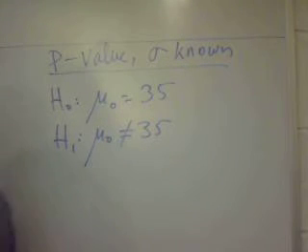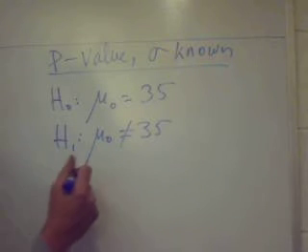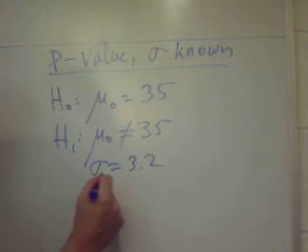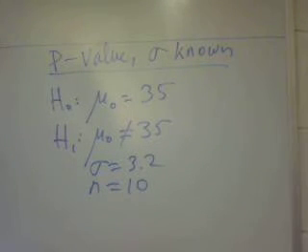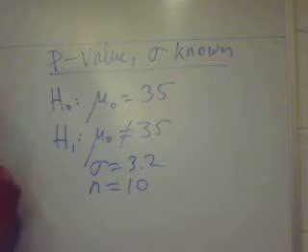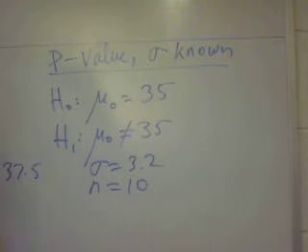Because question 4A says we want to know if that mu has changed, if the average salary has changed. So has changed means not equal to. Now, they tell you sigma is 3.2 thousand, and they took a sample of 10 starting salaries, and they found the mean of the sample is $37.5 thousand.